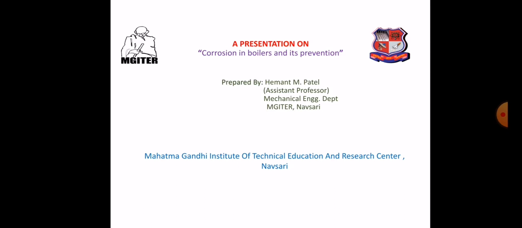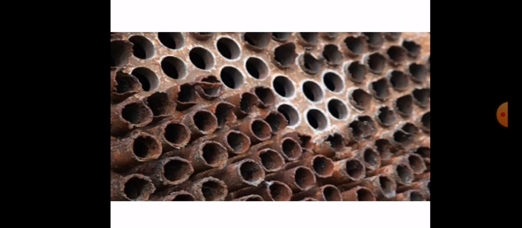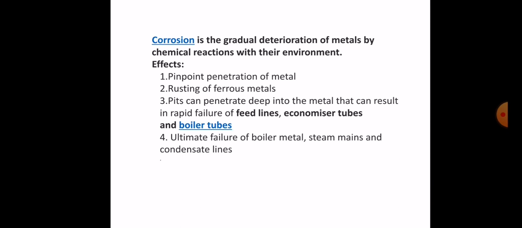Today we are going to discuss corrosion in boilers and its prevention. Over here you can see an image of how corrosion looks. These are the tubes which are inserted into the economizer and air preheater. There are a number of tubes used in boilers. This type of corrosion may occur due to the low pH water we are using in the boiler. Corrosion is the gradual deterioration of metal by chemical reaction with its environment.